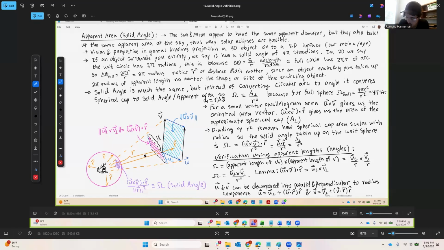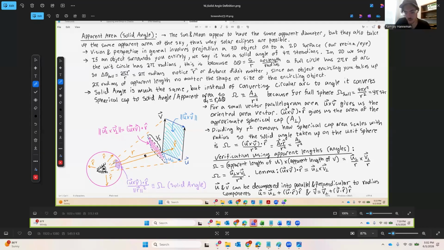By the way, I have to keep saying this approximation only works for very small patches. Patches so small on a sphere that they appear locally flat. Like I'm on Earth right now, it's spherical, but where I'm at, it looks flat. So that's the kind of setting this approximation must work within. So u and v have to be very small for u cross v dot r to give us an approximate area of the spherical cap, which I'm calling the perpendicular area. Then you divide by r squared, and that removes how the spherical cap area scales with radius.